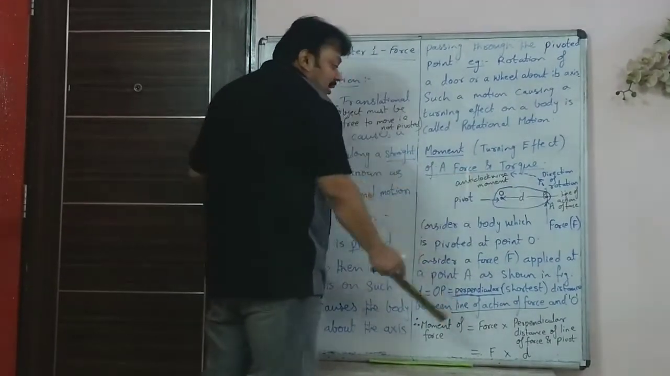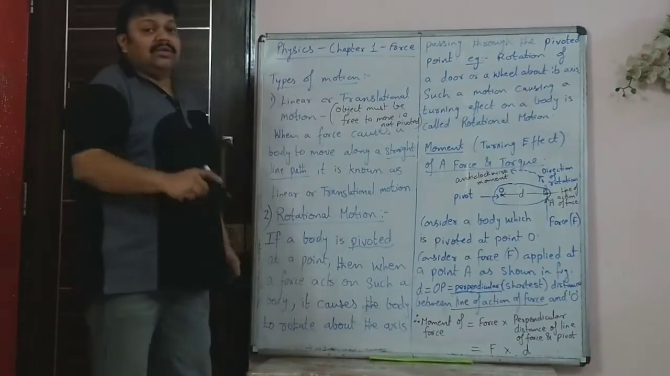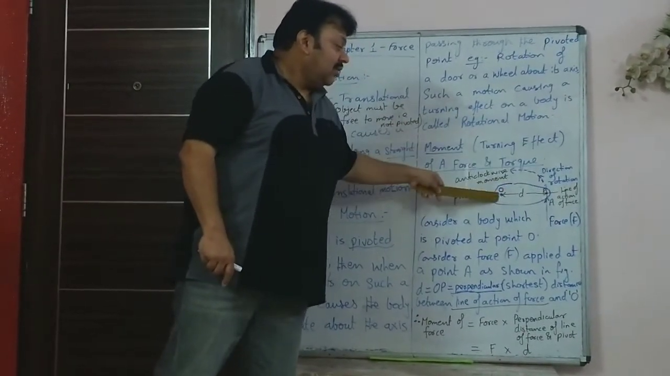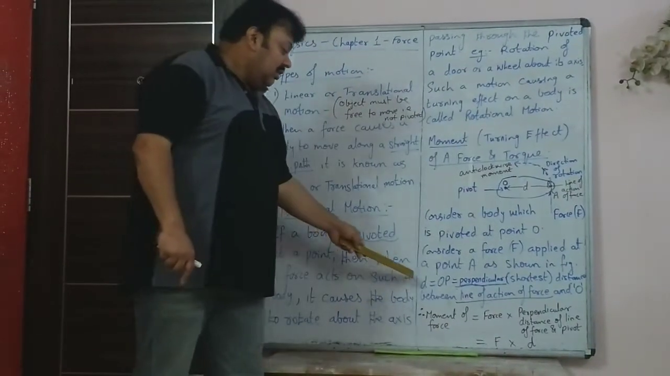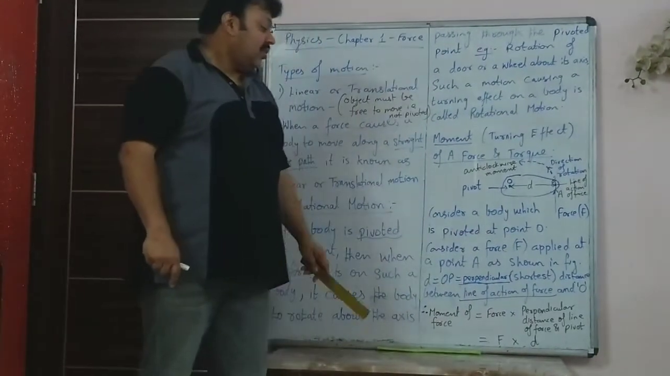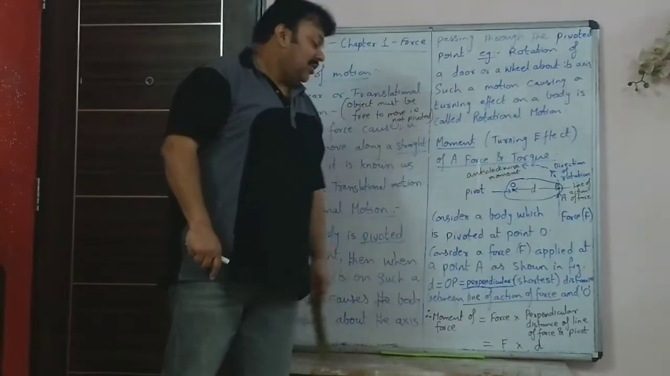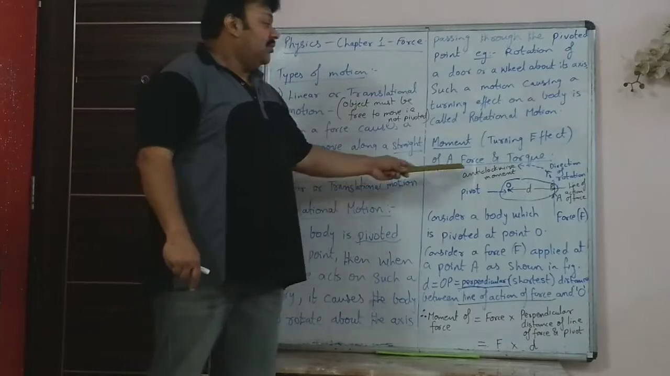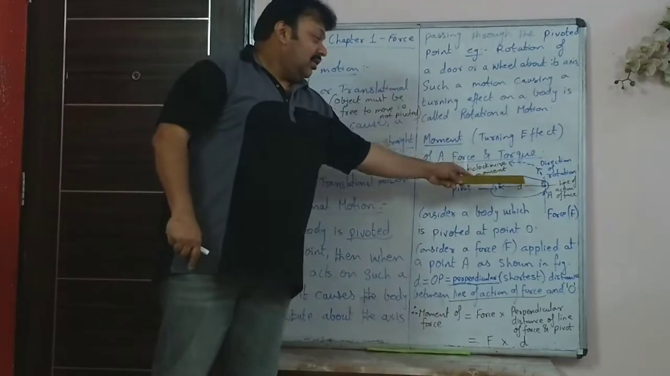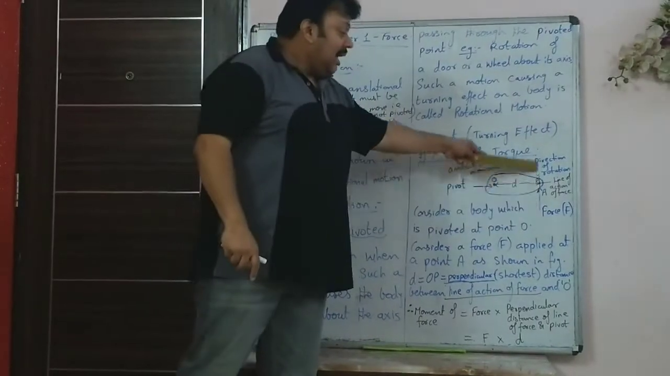So this distance OP is denoted by small d. That is the perpendicular distance between this line of action of the force and the fixed point, that is the pivot. So d is OP, that is the perpendicular or shortest distance between the line of action of the force and the pivoted point O. And F is the value of the force acting. Then moment of force, another word for moment of force is torque, is equal to the value of that force into that distance OP.